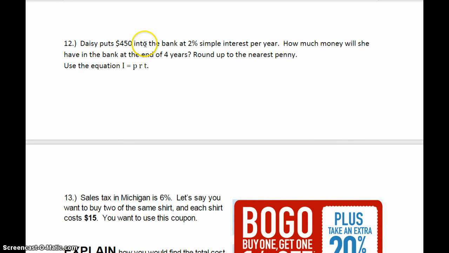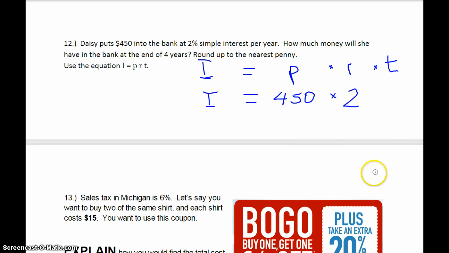Finally, Daisy puts $450 in the bank at 2% simple interest per year, and she's going to leave the money in the bank for 4 years. So my interest is my principal times the interest rate times the amount of time in years. So the principal in this, that's the amount she put in the bank, $450. The rate of interest is 2%. Now that is not 2. Don't put 450 times 2. That's not it. It's 2%, which is 2 hundredths, 0.02. Remember tenths, hundredths? That's 2 hundredths times 4 years. So the amount of interest she earns is 450 times 0.02 times 4, and it's $36.